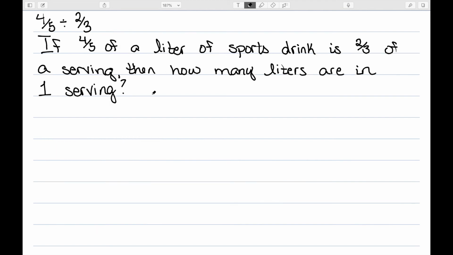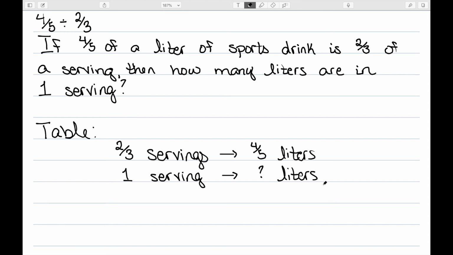Let's think of 4/5 divided by 2/3. If 4/5 of a liter of a sports drink is 2/3 of a serving, then how many liters are in 1 serving? Let's start by organizing this using a table. In the first row, we know that 2/3 of a serving represents 4/5 liters. So 1 serving is how many liters?